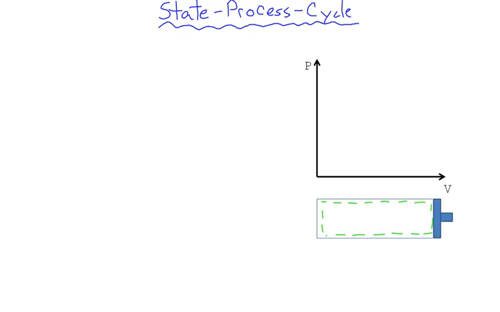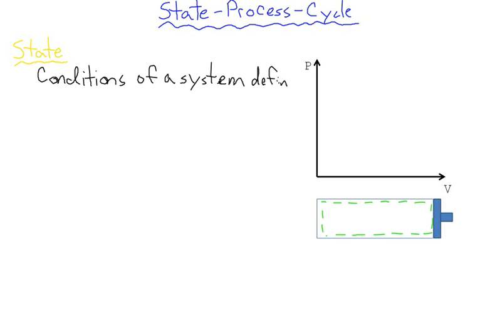The properties that make up that condition define the state of the system. So the state is the condition of a system defined by its properties. So when the air is in this certain situation, it has a pressure, it has a volume, it also has a temperature, which we're not looking at in this case. All of those are properties of that state. So we're going to call this state 1.